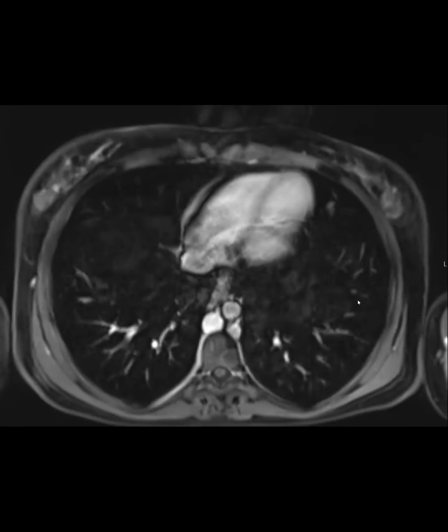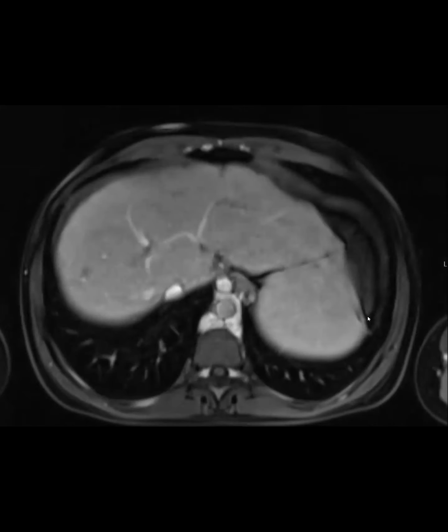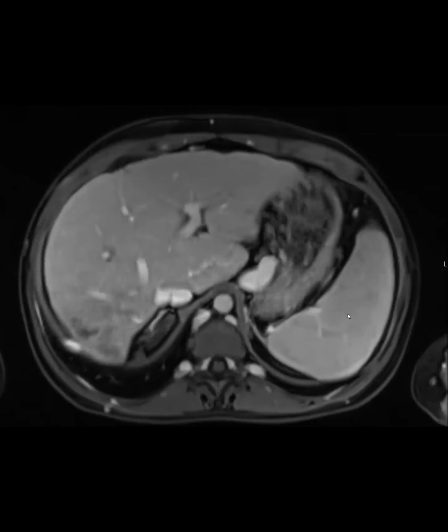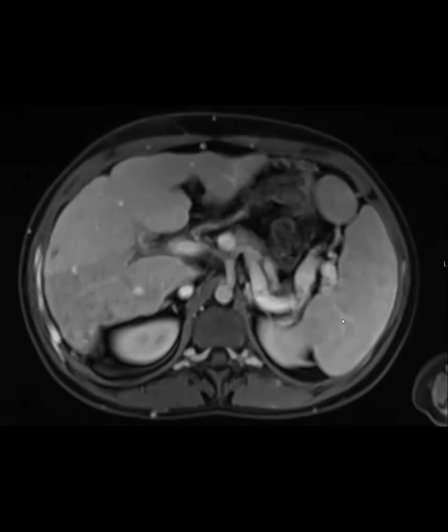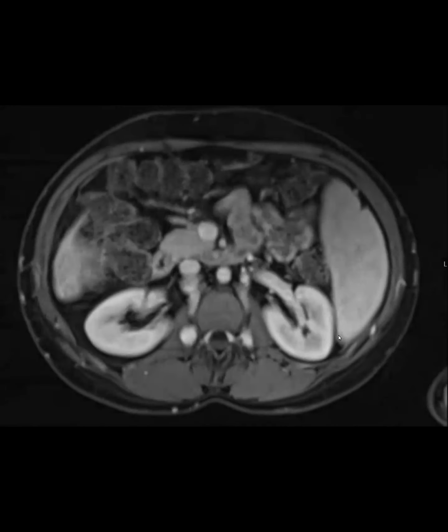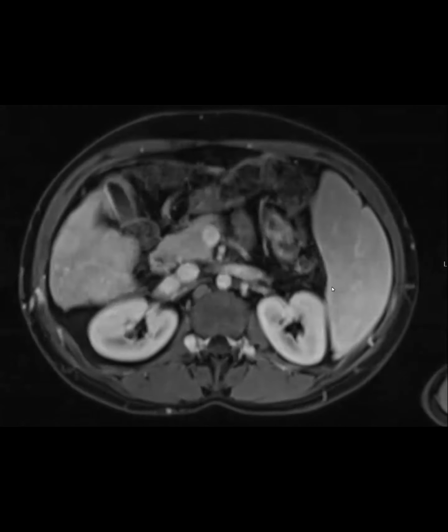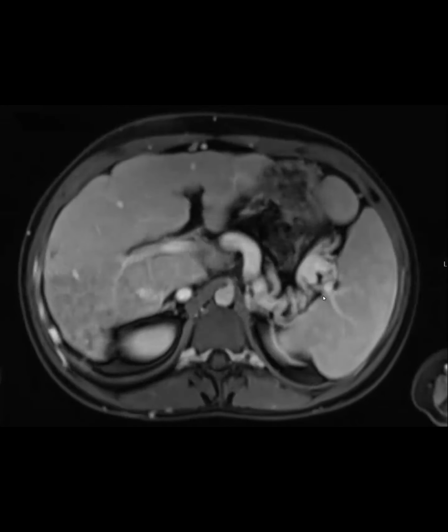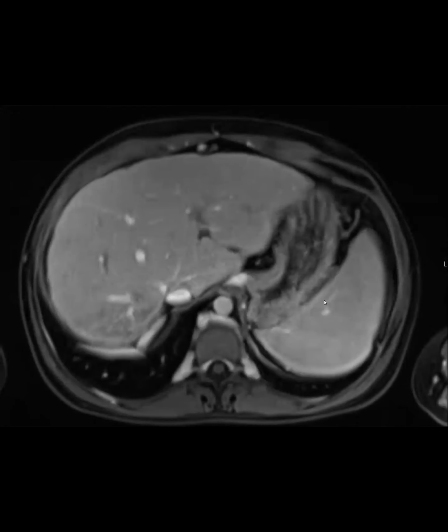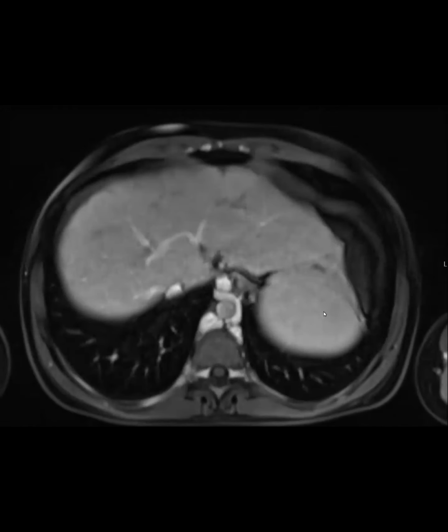Okay, so this patient has chronic liver disease, and they were on the transplant list, so this was a pre-transplant workup. I want you to tell me if you see anything interesting or unusual.